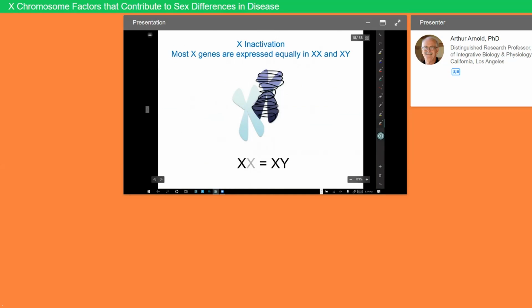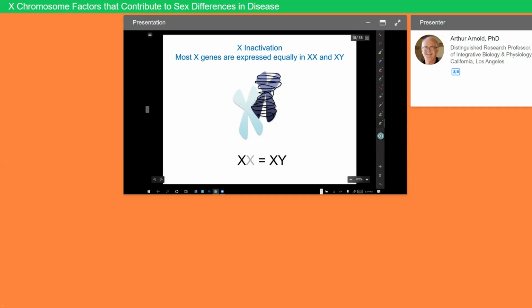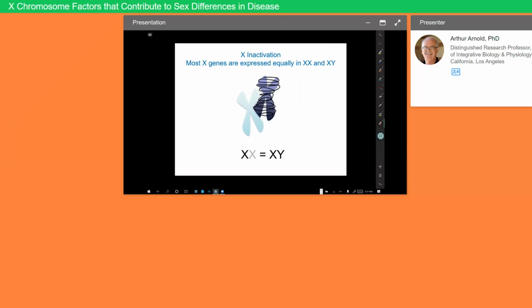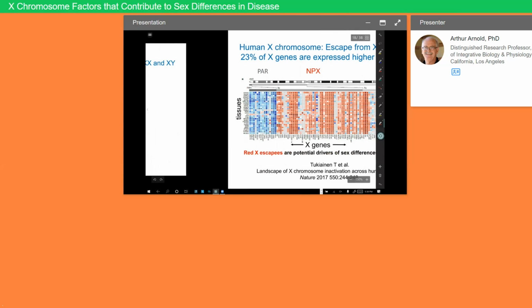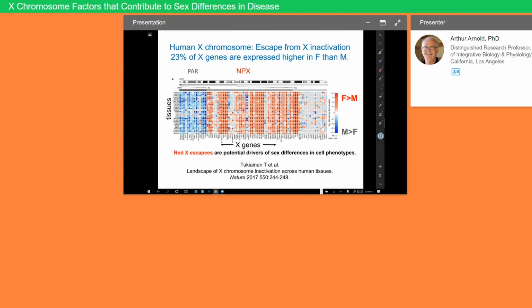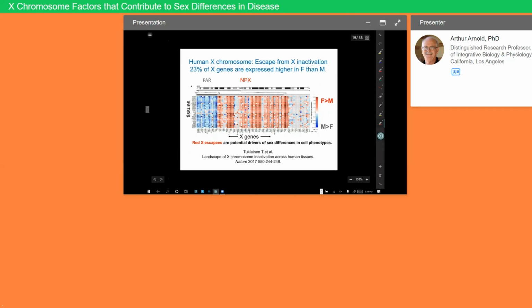Now, X inactivation is actually a process that makes the 2 sexes more equal, because females have 2 X chromosomes and males have 1 X chromosome. By shutting off, transcriptionally silencing 1 X chromosome, the X inactivation process makes females have 1 active X chromosome in each cell, each somatic cell, just like an XY cell. So XX and XY cells generally have 1 active X chromosome. But then many genes can escape this X inactivation process.